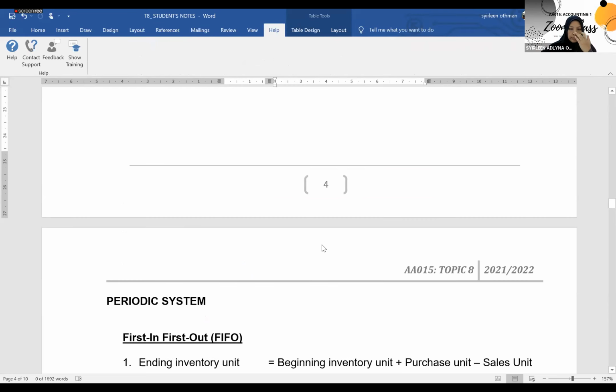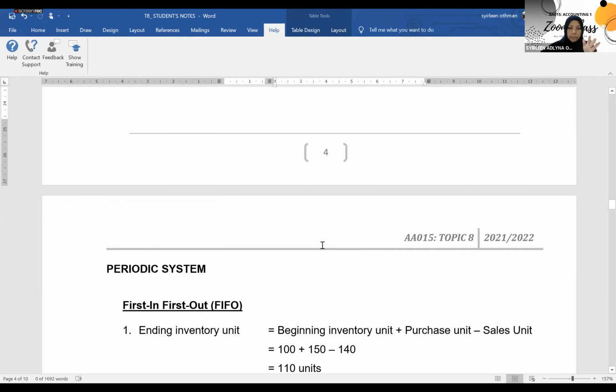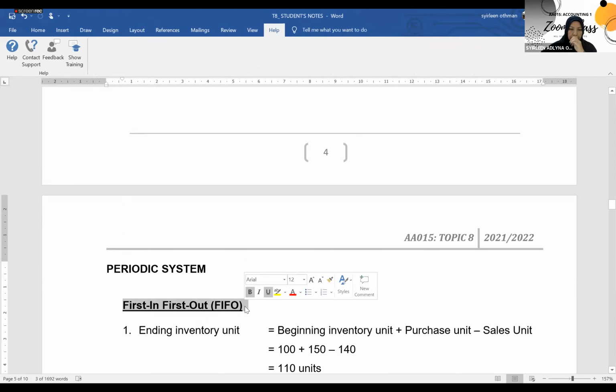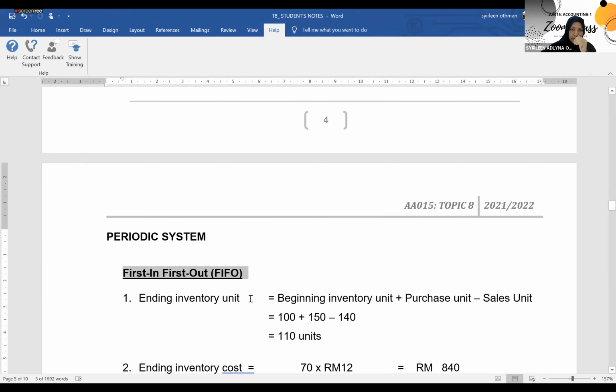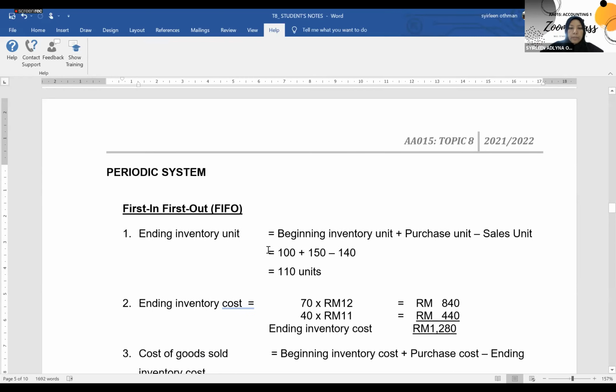So I am going to do my first in first out dulu. So my ending inventory unit will be, yang ni memang ada dalam nota dah kan? Madam dah letak, tapi nanti bila kita buat teraju tu nanti kita akan isi one-one. Alright. So, ending inventory unit ni awak kena refer pada soalan tadi.